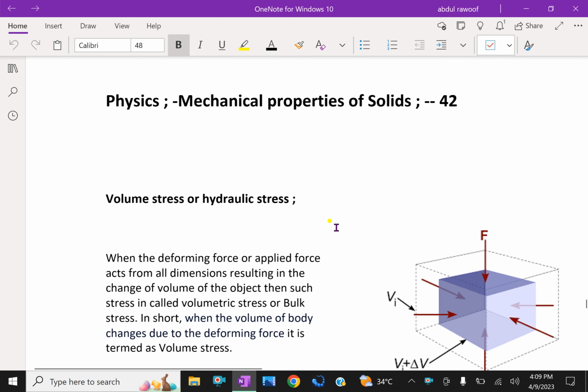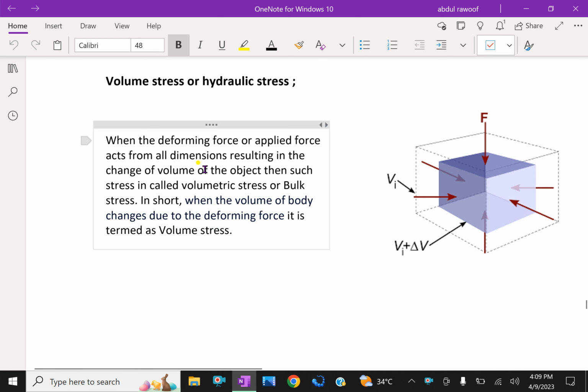Now, let us discuss first volume stress or hydraulic stress. When the deforming force or applied force acts from all dimensions, resulting in the change of volume of the object, then such stress is called volumetric stress or bulk stress. In short, when the volume of a body changes due to the deforming force, it is termed as volume stress.